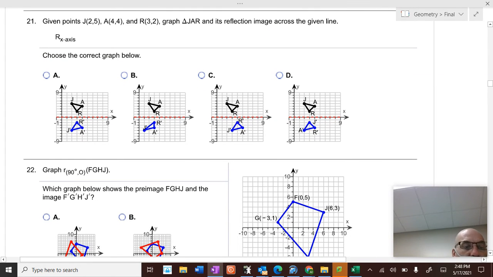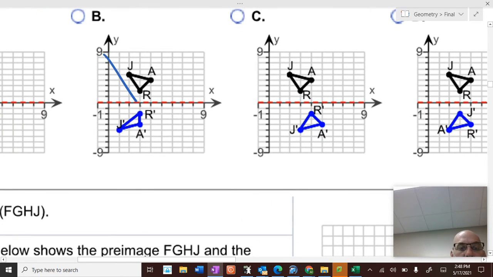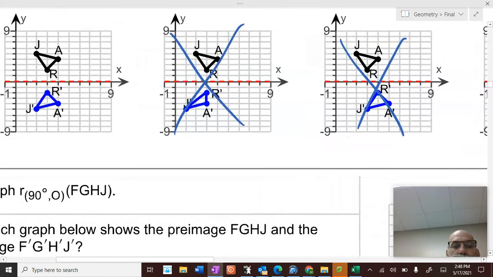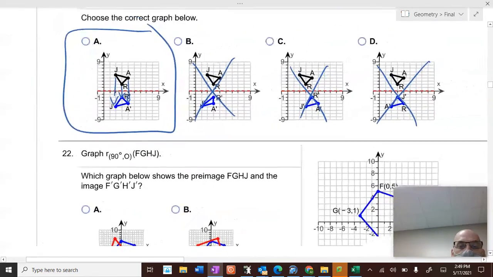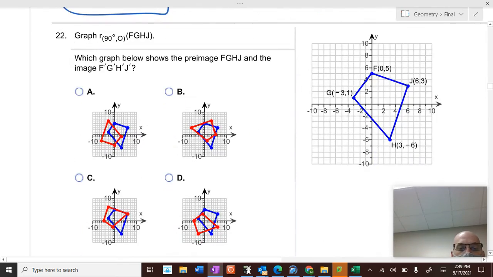Here, these line up. So it probably is A. You see how B does not line up? These don't line up, so it's not B. These don't line up, it's not C. The points line up, but the letters don't line up. So A is the only one where the letters line up: J to J prime, A to A prime, R to R prime. When the letters line up and the points line up, it's that one.